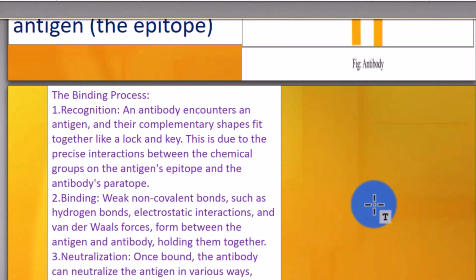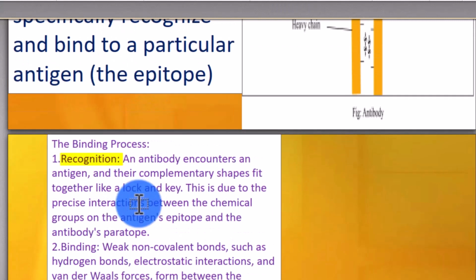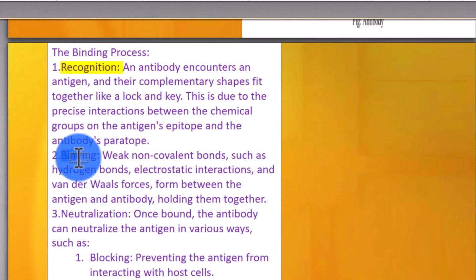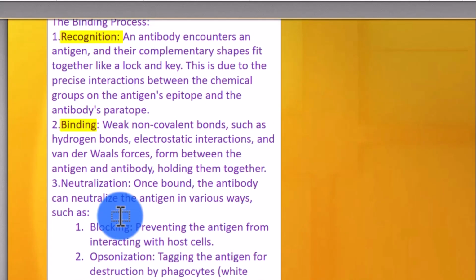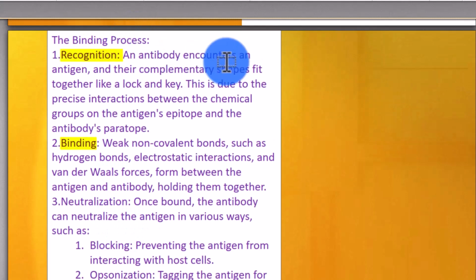The binding process includes recognition, binding, and neutralization.